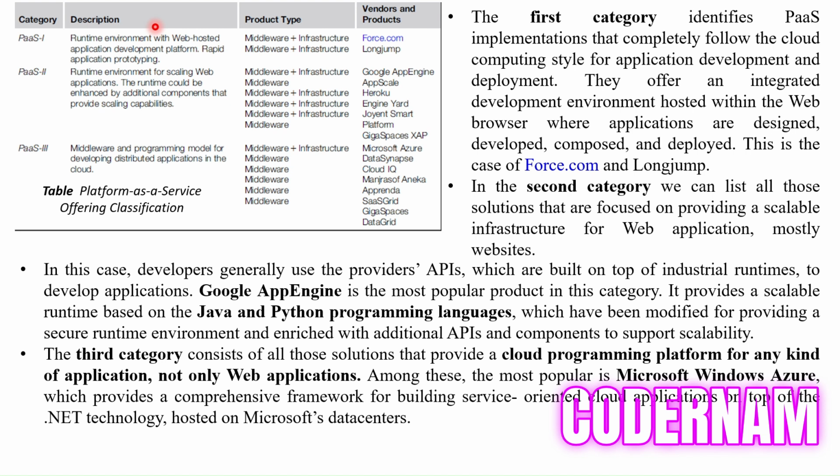So, in the second category, we can list all those solutions that are focused on providing a scalable infrastructure for web applications, mostly websites. In this case, developers generally use the provider's API, which is built on top of the industrial runtimes, to develop applications. So for this, Google App Engine is one of the most popular products in this category. They provide the scalable runtime based on Java and Python programming languages.